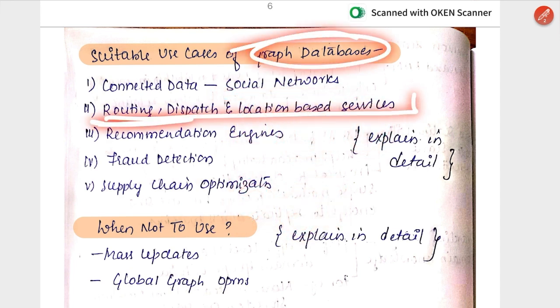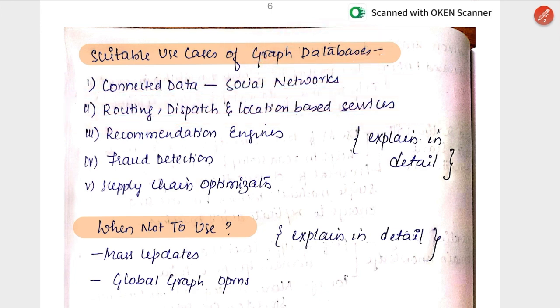Next we have routing, dispatch and location based services. Here nodes will represent the locations or the addresses, and relationships may include properties like distances. An example here is Google Maps. This application could be used for optimizing the delivery by minimizing the distances. We have seen Dijkstra's algorithm previously, right? Or recommending the nearest place of interest, that is restaurants or anything, right?